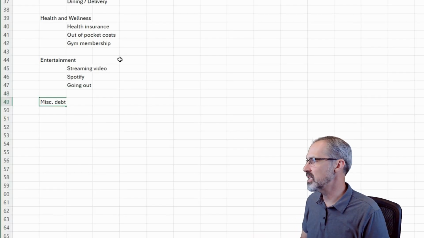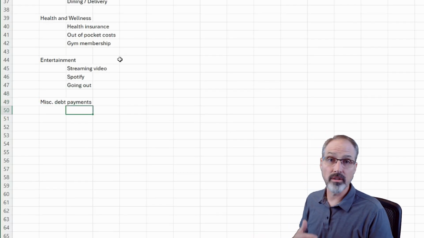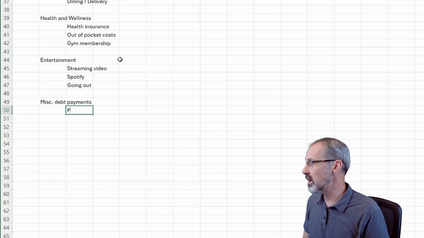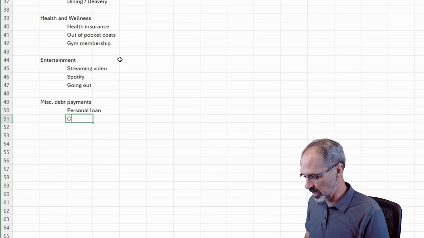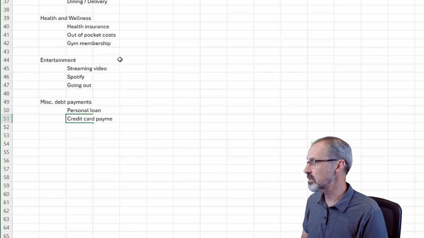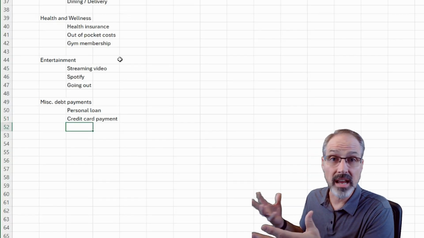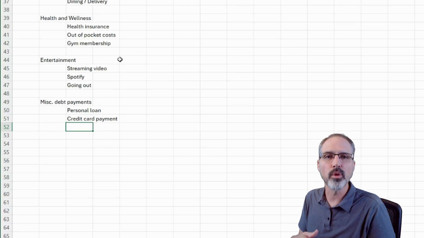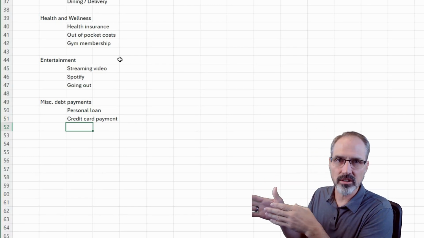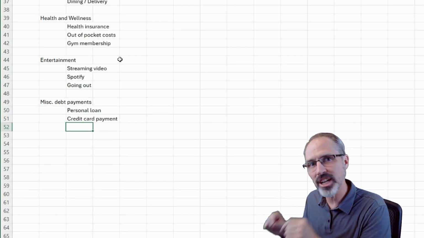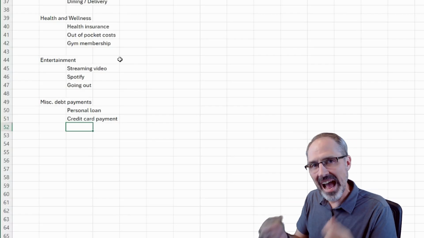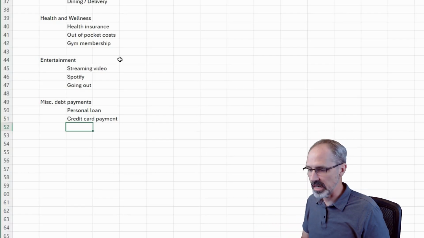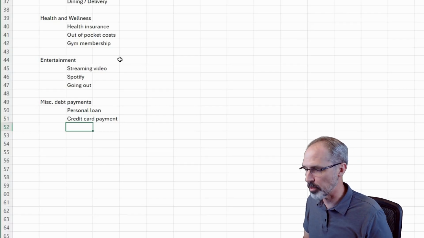Let's do miscellaneous debt payments. This is where the cash flow is going to siphon out if you have any debts. And so this might be a personal loan, or it could be credit card payments. I mean, this could be just your day-to-day credit card usage, but that doesn't really give you a clear idea of where the money's going. In this particular case, this credit card payment is actually going to be the actual minimum credit card payment due, because these people are in some debt. And we'll get to that as we put that in there.